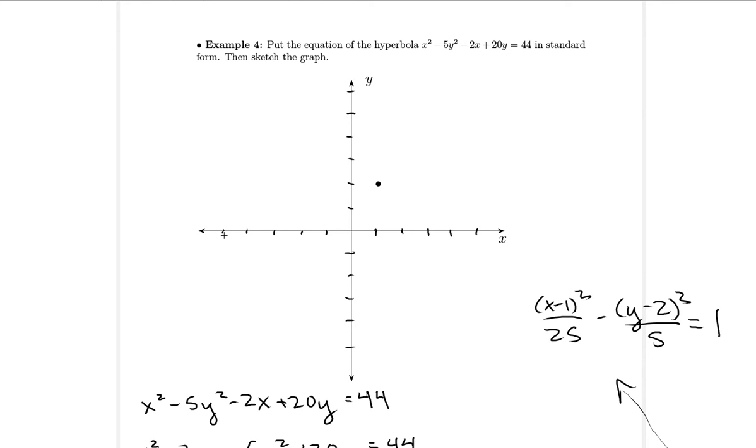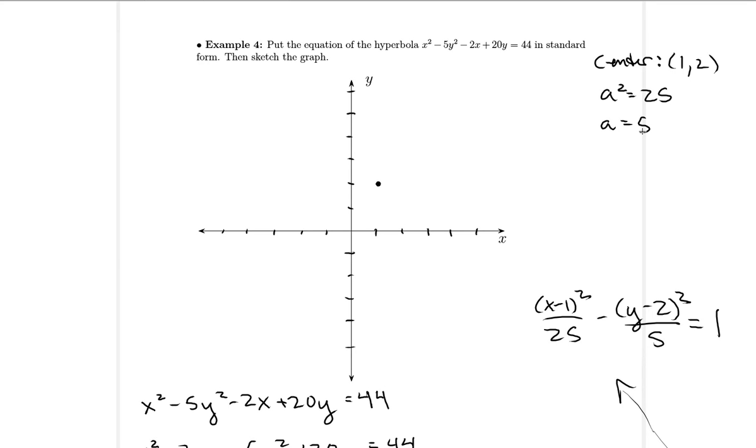All right, so there's our center. Go ahead and keep track of what we're discovering here. Center is at 1, 2. All right, well, what else do we know? Well, we know that a squared is equal to 25. So that means a equals 5. So from the center, I go 5 in both directions to come up with my vertices.